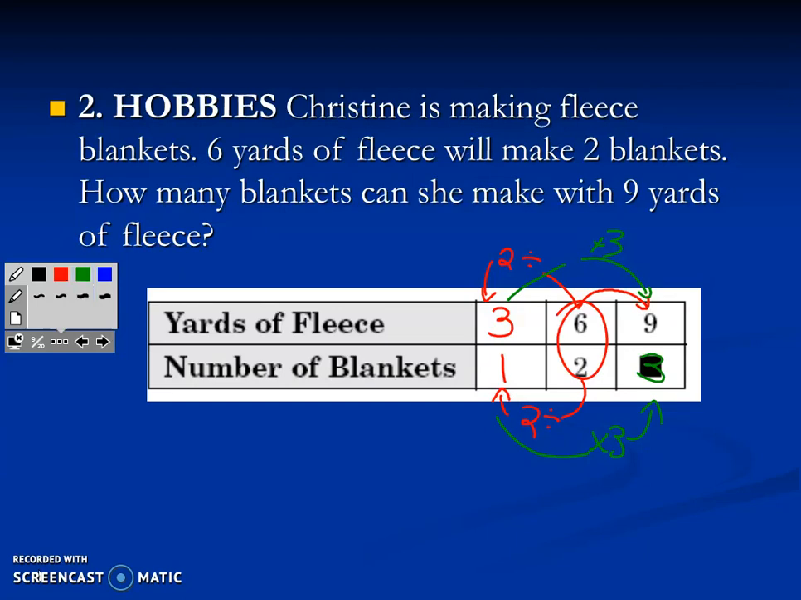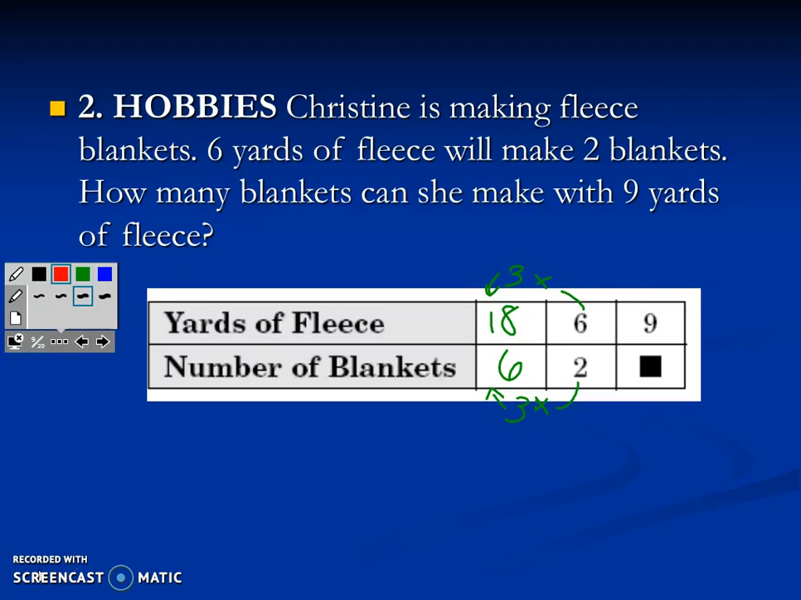So let's try another way to get this, because there are many different ways to solve this problem. So instead of scaling back, let's try to scale forward and see if we get the same answer. So let's try to go from 6 to a number greater than 6. So let's do 6 times 3. 6 times 3 gives me 18. So whatever I do on the top, do on the bottom. 2 times 3 gives me 6.